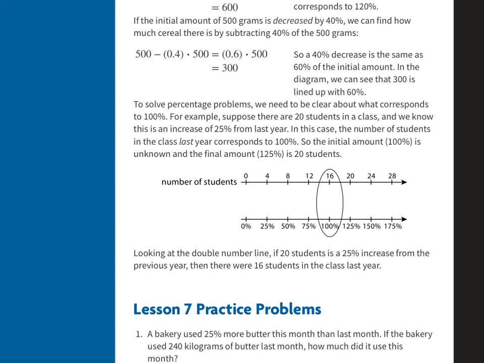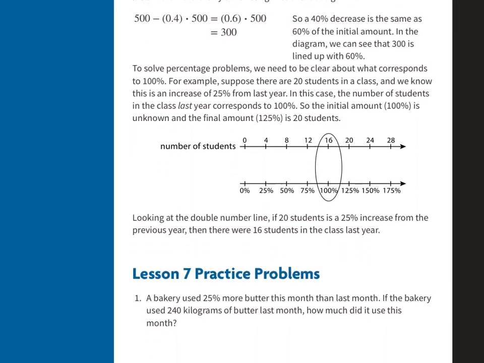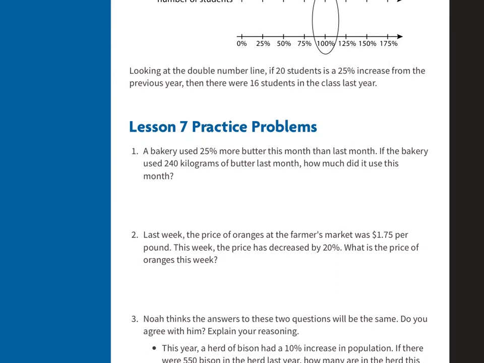On your assignment in Canvas, there are 2 questions that line up with problem 1 and problem 2 in your book. A bakery uses 25% more butter this month than last month. If the bakery used 240 last month, how much did it use this month? So 240 is my 100%. I need to find the new amount, so I'm going to multiply by the percentage. You can either go 240 times 25% and add that to 240, or if you think we always start at 100% plus 25%, so we're going to go 125% times 240.